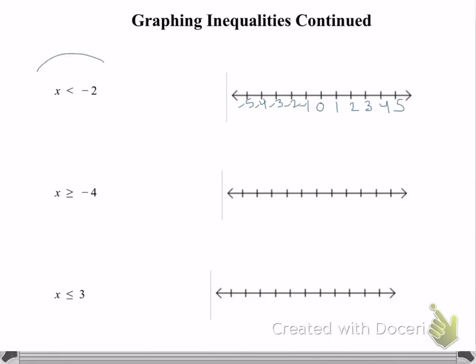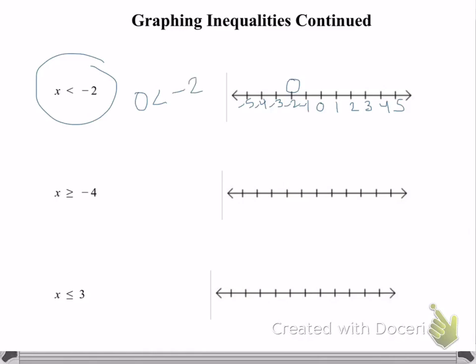Now we're going back to our example. We're going to have an open circle at -2. We're using an open circle because it's not equal to. Now we have to find our testing point. So we have 0 is less than -2. Well, that's not true.